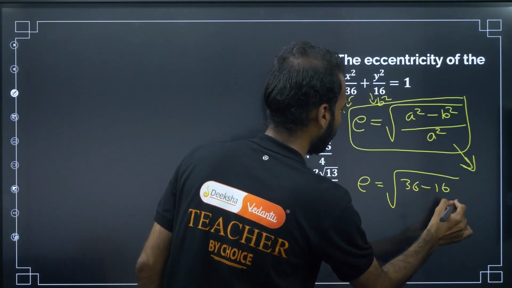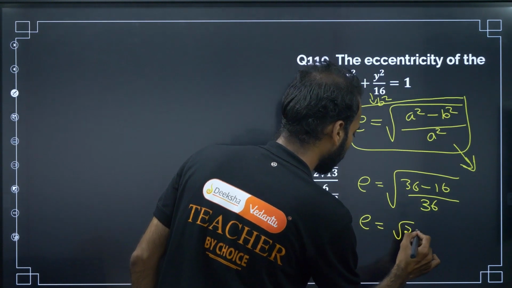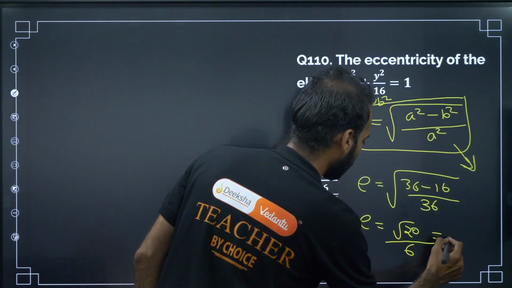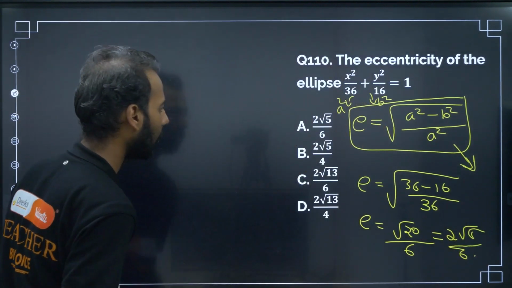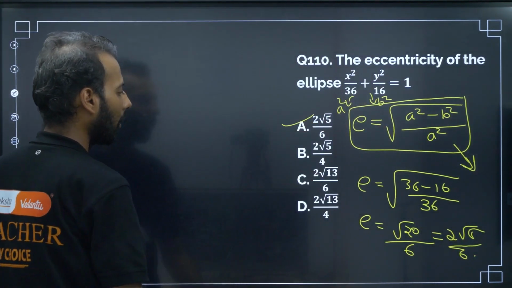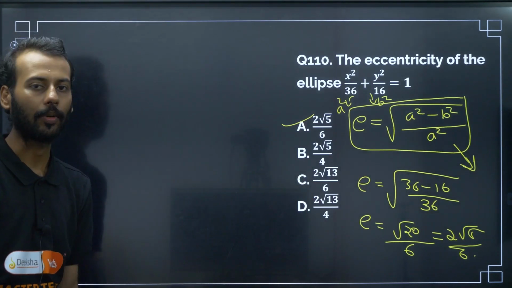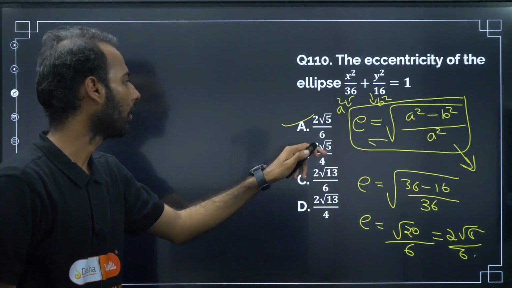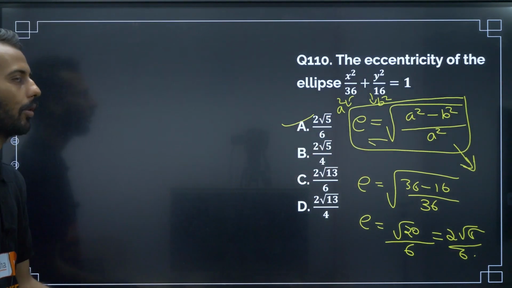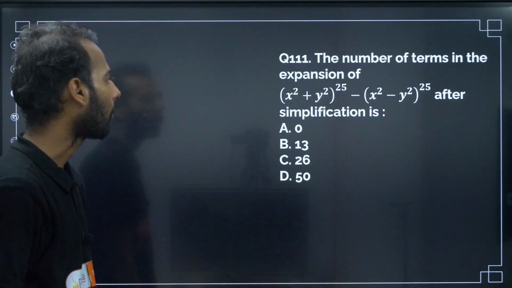36 minus 16 by 36 is equal to root 20 by 6. For this we can write 2 root 5 by 6. Is any option available? Yes, the 2 root 5 by 6 option. So hardly, this calculation should take 10 or 20 seconds maximum. In such types of questions, if you know this formula, you will get 1 mark easily. So you have to revise the formulas again and again. What you will do I don't know, but you have to keep all the formulas you know.